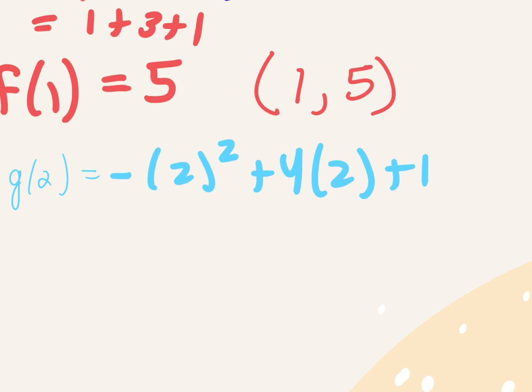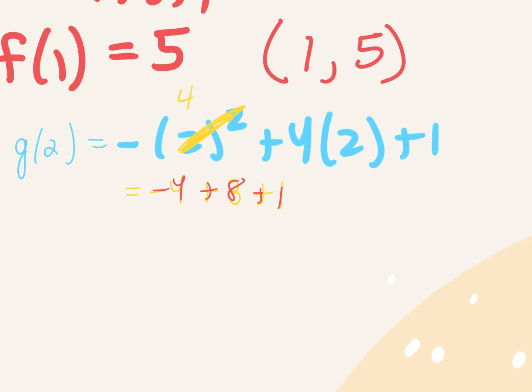What do I do first? Where do I simplify? I'm going to square first. 2 squared is 4. So this becomes negative 4 plus 8, right? Plus 1. Now we add from left to right.